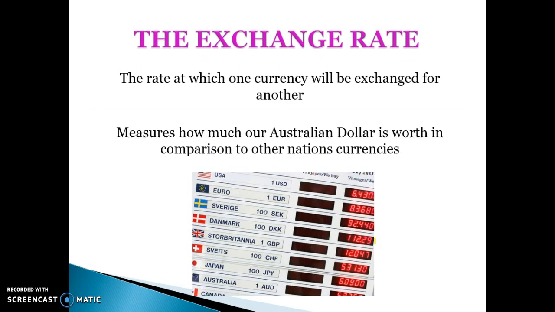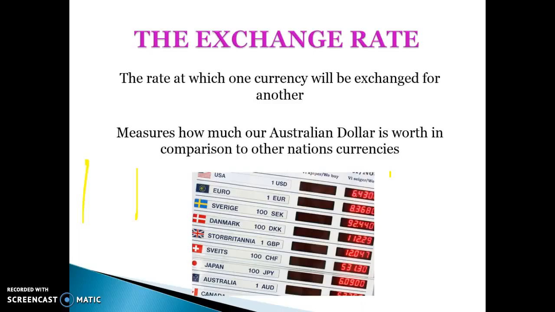The exchange rate. Well, what is the exchange rate? It's the rate at which one currency can be exchanged for another. So basically it measures how much our Australian dollar is worth in comparison to other nations' currencies. If $1 Australian is $1 American, it means if I go off to America with my $1 Australian, I can buy $1 American. If $1 Australian is 90 US cents, then if I exchange my dollar, I only get 90 cents. So if I'm going on holidays to America, I want the Australian dollar to be as high as possible.